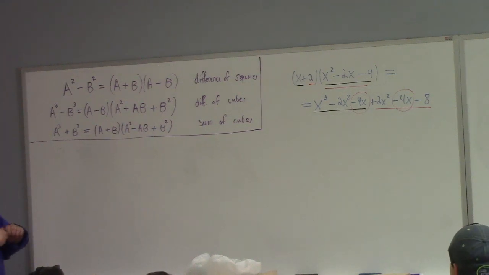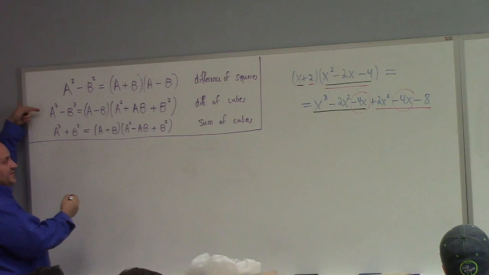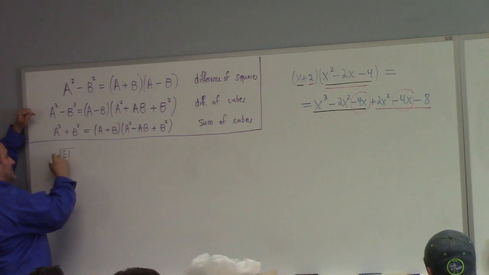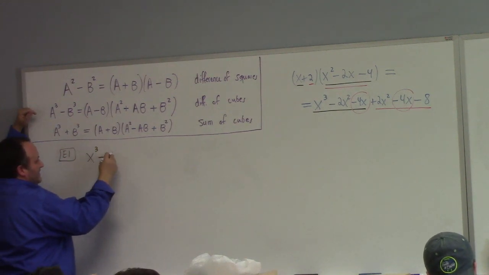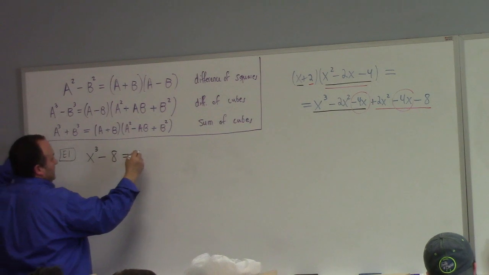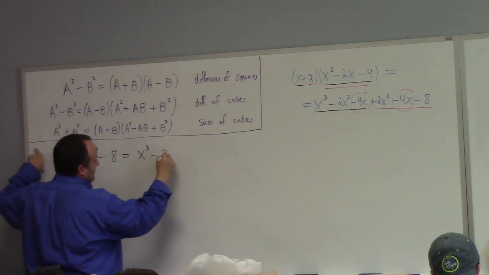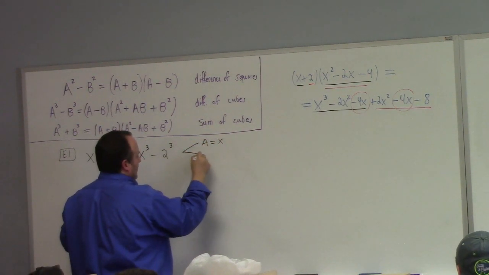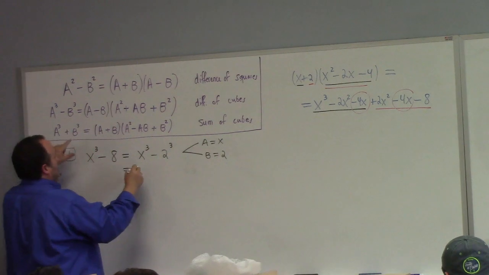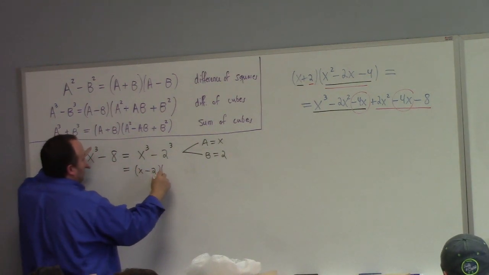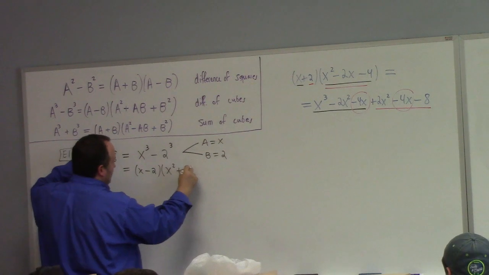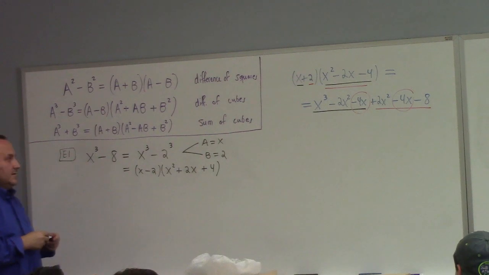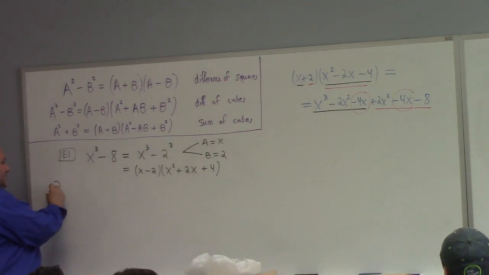All right, so let me redeem this. So here is the corrected formula. Sorry about that. Example 1, x cubed minus 8 is x cubed minus 2 cubed, which we're thinking of as a equals x and b equals 2. So that is x minus 2 times x squared plus 2x plus 4, because 2 cubed is 8.